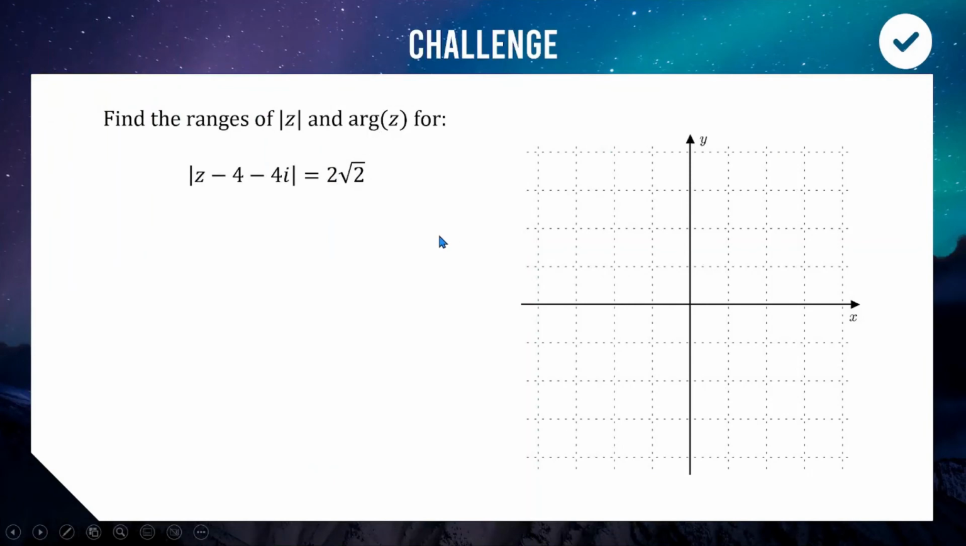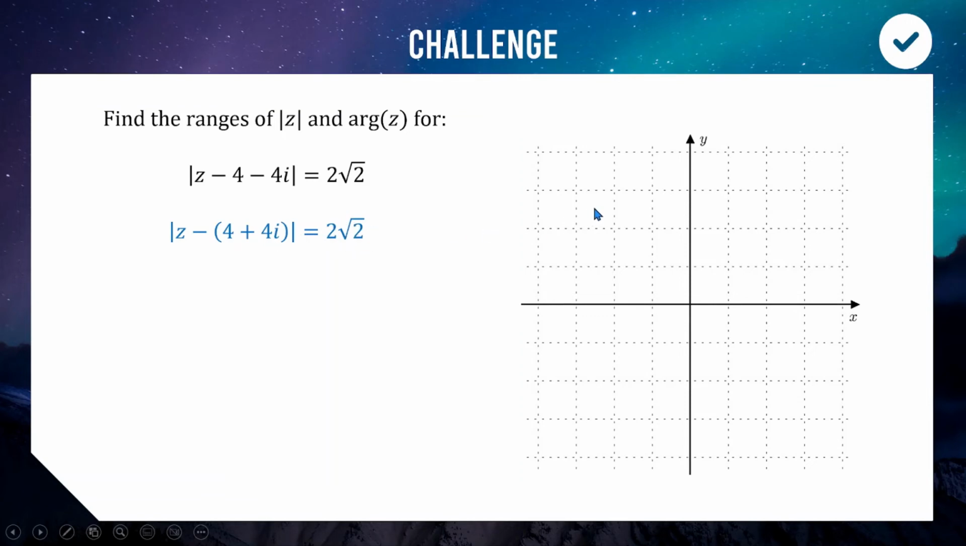Okay, moving on to some further examples and some challenges. We are going to find the ranges of modulus z and argument z for this locus determined here. Okay, so we have the modulus of z from a number equal to a number. So like earlier in the lesson, this is going to give us the equation of a circle. So we can make it look a little bit nicer by taking the minus outside of the complex number inside the modulus. So we read this as the distance from z to 4 plus 4i is equal to 2 root 2. So we have a circle where the center is 4 plus 4i, so 4, 4, and the radius is 2 root 2.